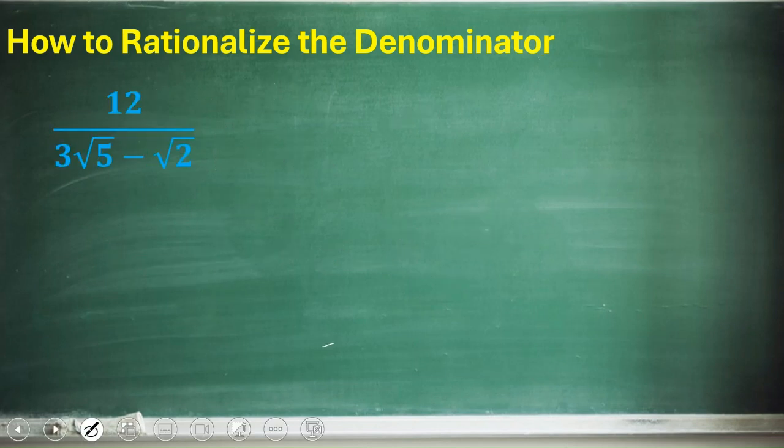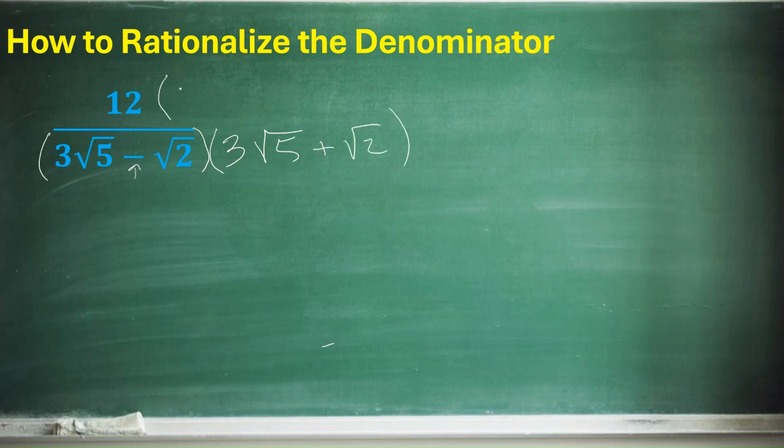All right, let's look at our next problem. Here we have 12 divided by quite the binomial, 3 times root 5 minus root 2. We're going to start this the same way we did our last problem. We are going to multiply this by its conjugate pair. Since this is subtraction, we are going to add root 2. And what I do to the denominator, I do to the numerator to make sure that I'm not changing the value of my fraction. We have lots of options here.